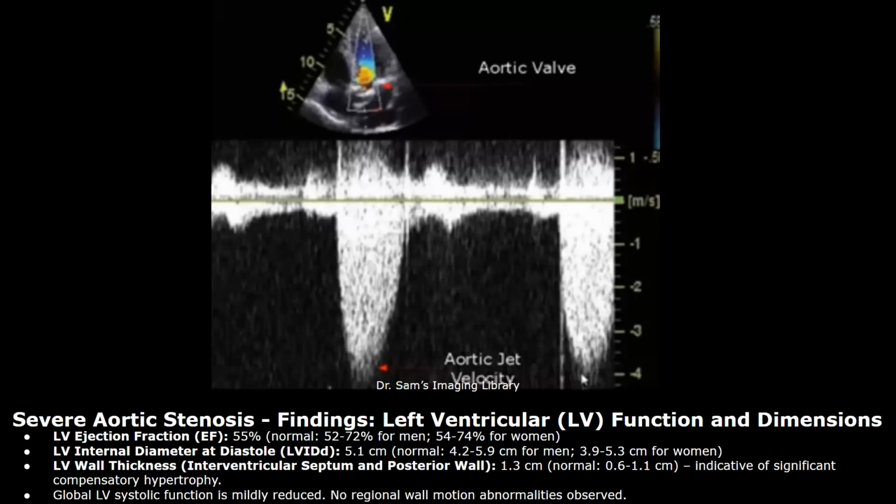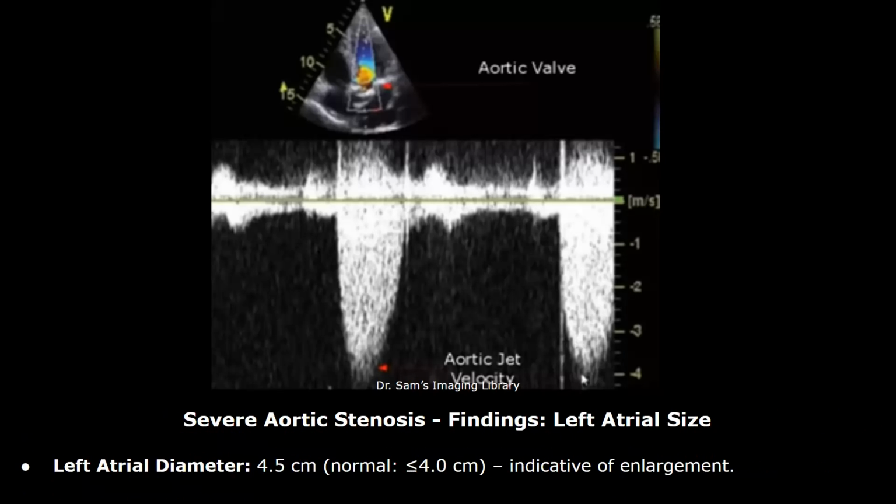The LV wall thickness is 1.3 centimeters, indicative of significant compensatory hypertrophy. Global LV systolic function is mildly reduced. No regional wall motion abnormalities observed. The left atrial diameter is 4.5 centimeters, which is indicative of enlargement.